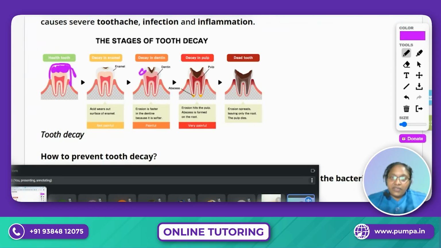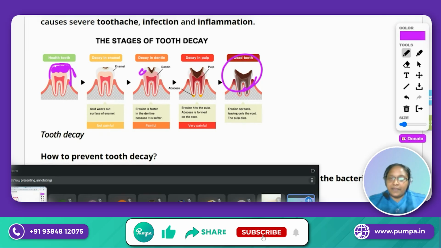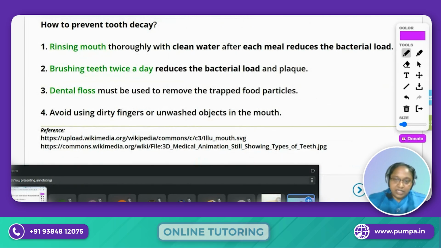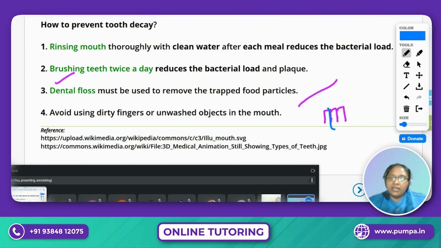Because of it, the enamel part and all other parts will be decaying. Clear? So we have to rinse our mouth and brush the teeth twice a day. And dental floss, it's a thread-like structure. We shouldn't use any type of thread, we have to use only dental floss, so that if there is any food trapped between the teeth, we can remove it easily. Okay, everyone.